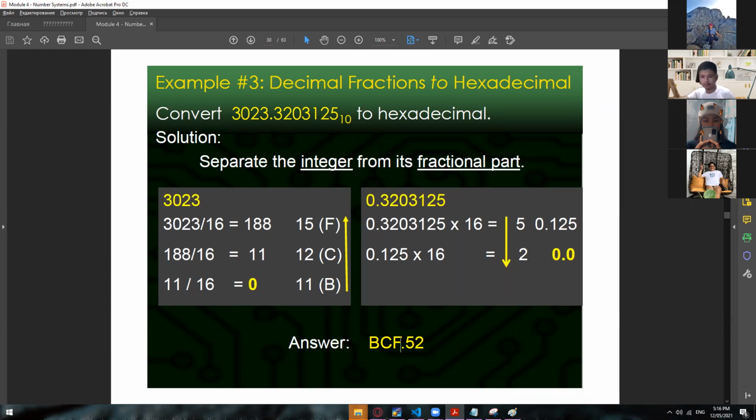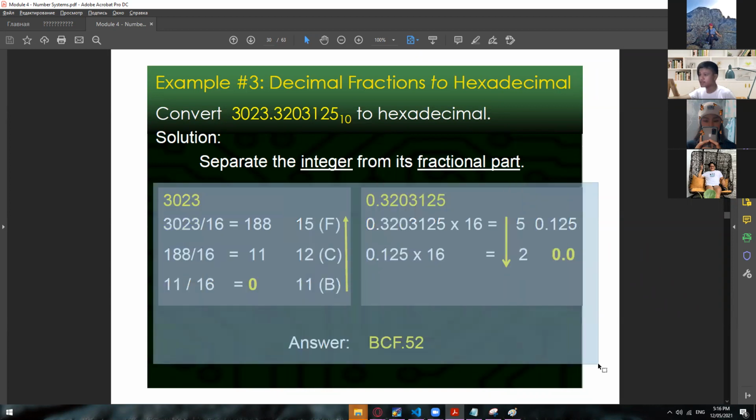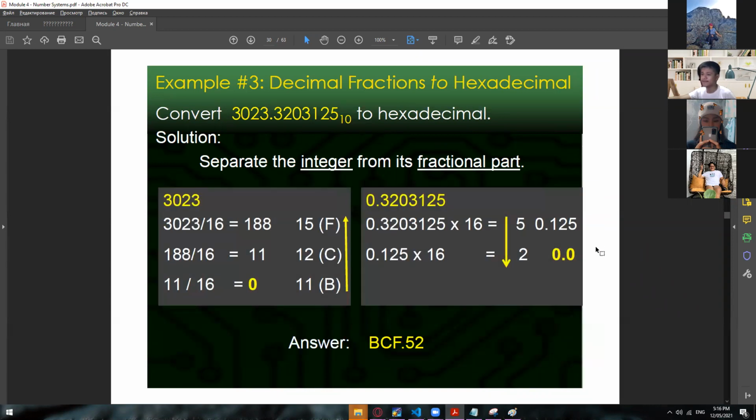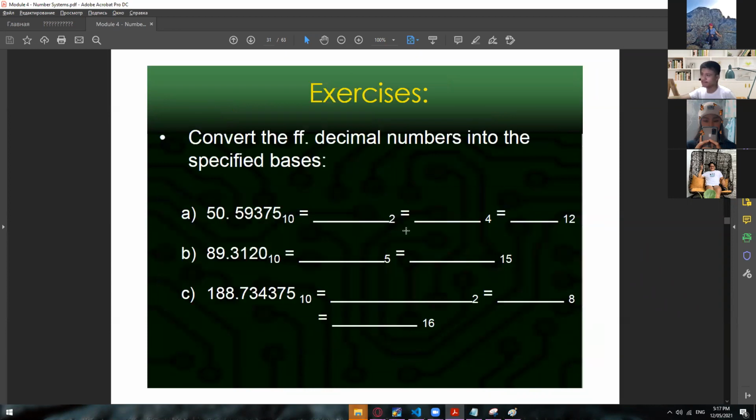Okay, so it seems that most of you already got this one. So we can now proceed to the next example. If you still weren't able to get this one, feel free to message me or do some research. You just have to explore more examples regarding this one, and then eventually you'll be able to get the idea.